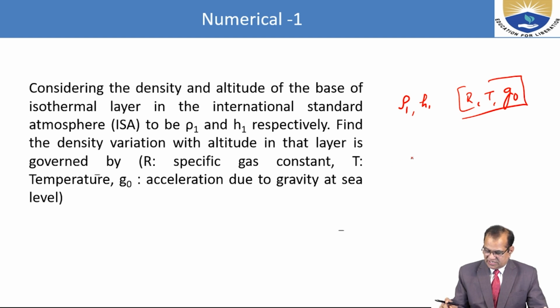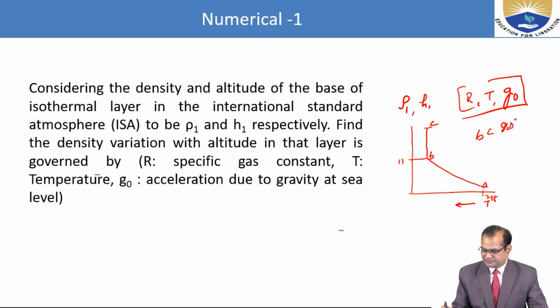So we know the isothermal layer, if you see, is this. Initially up to 11 kilometers the temperature is decreasing, from 288 here, and from here to here it is isothermal. This is A, this is B and this is C. So B and C is the isothermal layer.